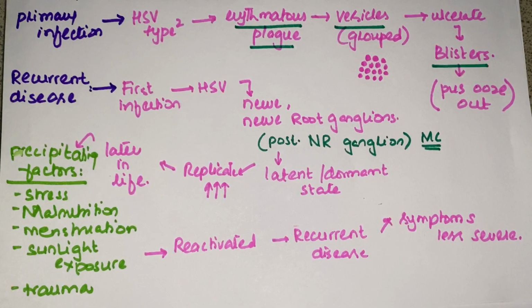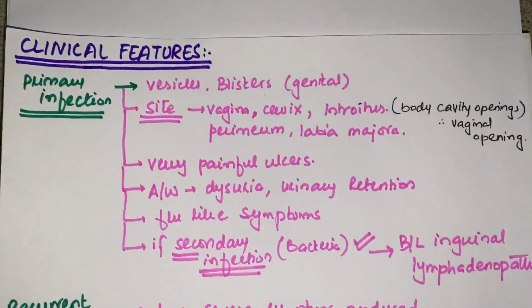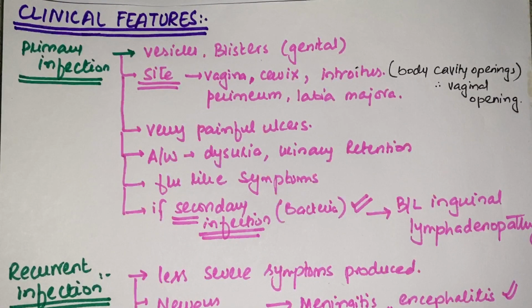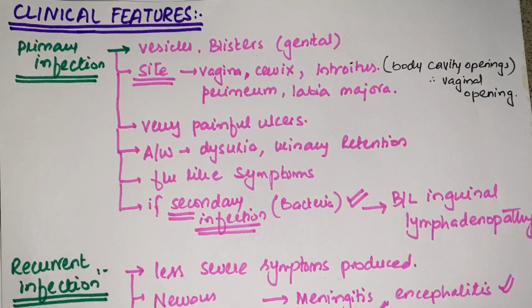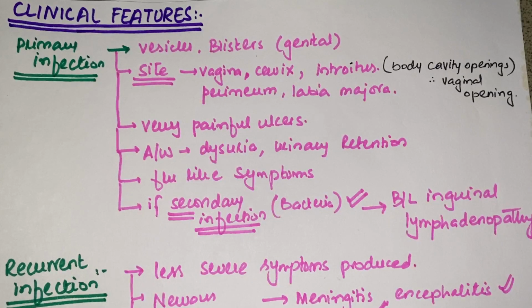Moving on, how will the patient present to you, that is, the clinical features of this disease. In the primary infection, as we already discussed, vesicles and blisters will be present on the genital areas. Now what is the site of the ulcers? If you look at the anatomy of the pelvic area: vagina, going inside, the cervix, which is an important site. Then the introitus. Now what is an introitus? Basically it means the opening of a body cavity, and here it is the vaginal opening. That is the most common site of primary infection.